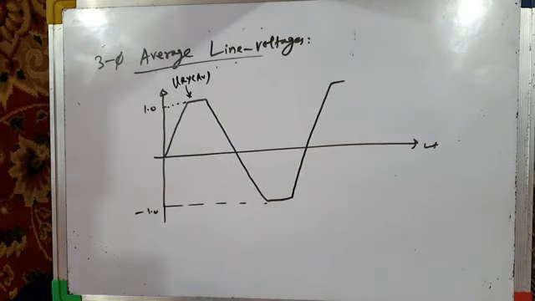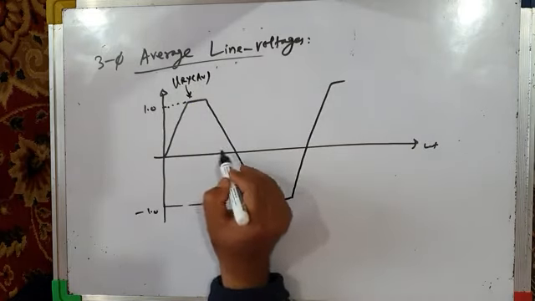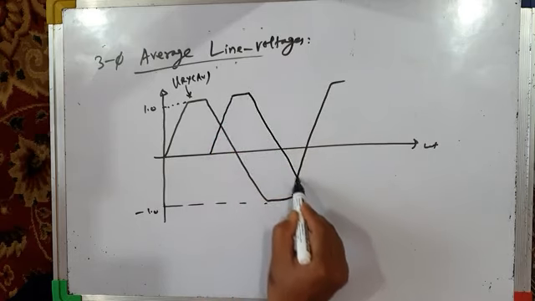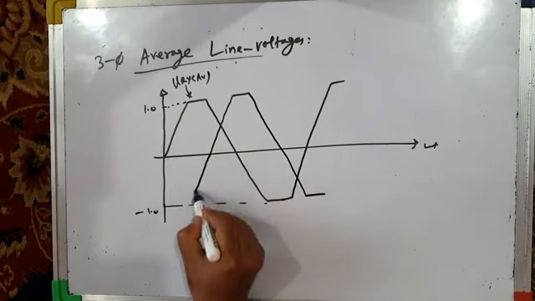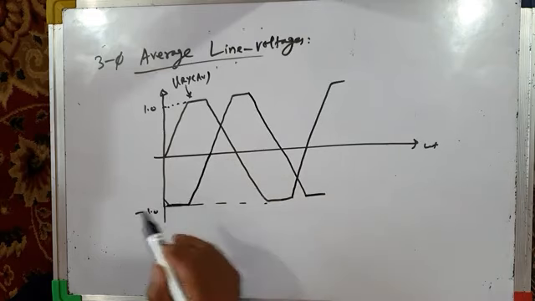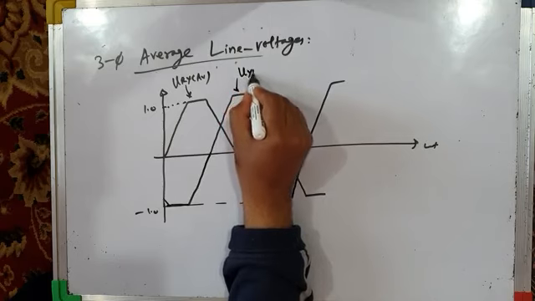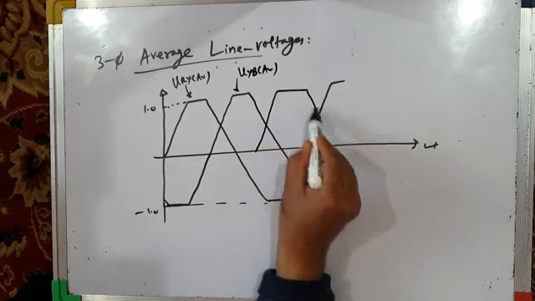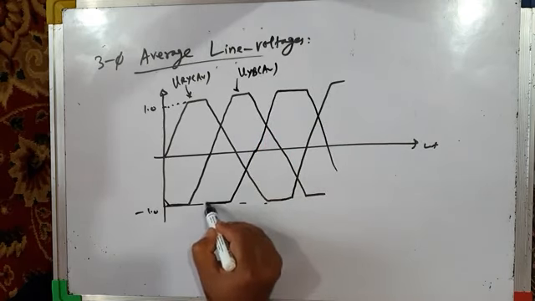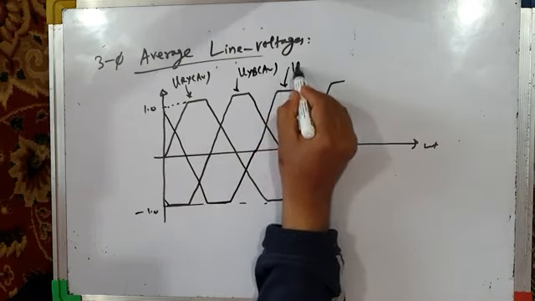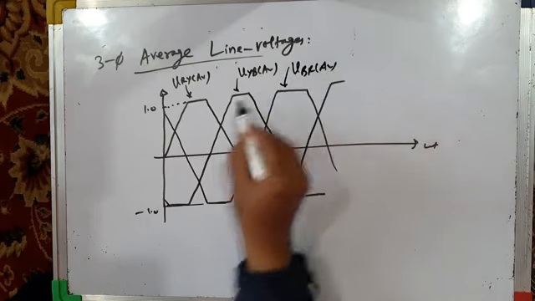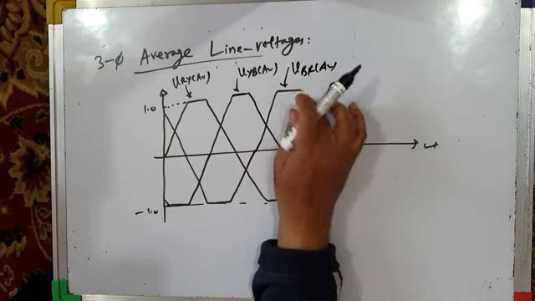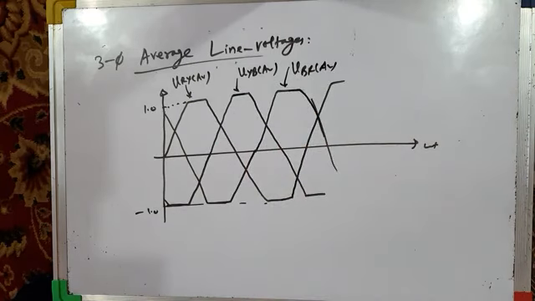What about VYB average? VYB average will start after 120 degrees. It will be something like this. This is VYB line voltage average, and VBR will be like this. VBR average. This length should be the same. I'm sorry if these are drawing inaccuracies. You can correct them yourself.